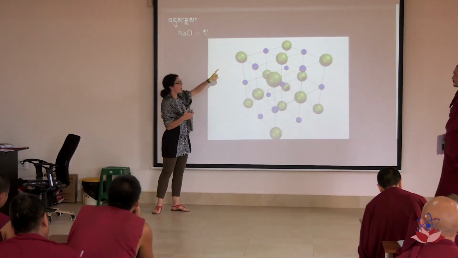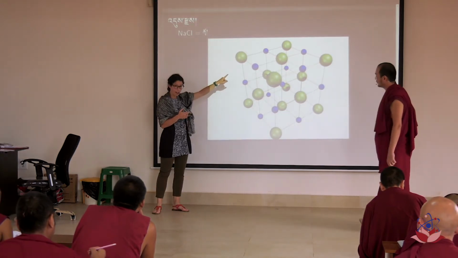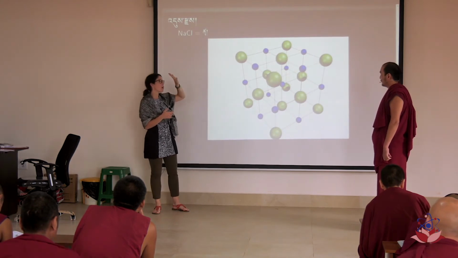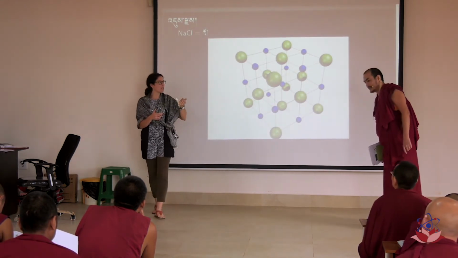Specifically, in this case, we have sodium and chlorine atoms bound together. That makes sodium chloride, which we call salt, table salt.